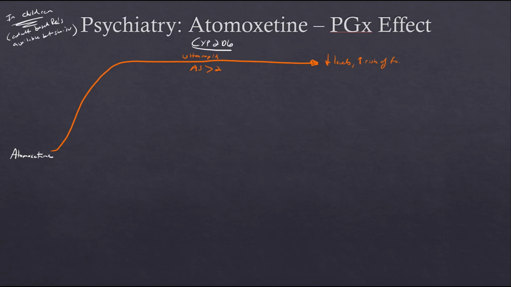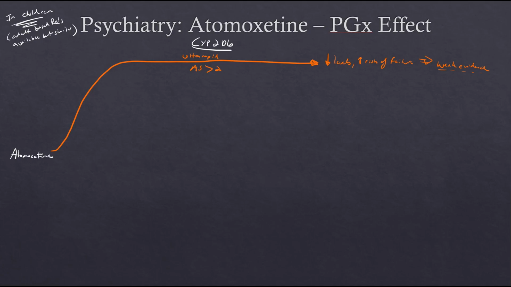So the first route that we always go through is an ultra-rapid phenotype, this time with CYP2D6 or an activity score greater than 2. And the effect on atomoxetine is to have decreased levels, which leads to an increased risk of failure. However, I wanted to make a note on this one, the evidence is weak with this effect. However, it's still a presumed effect.